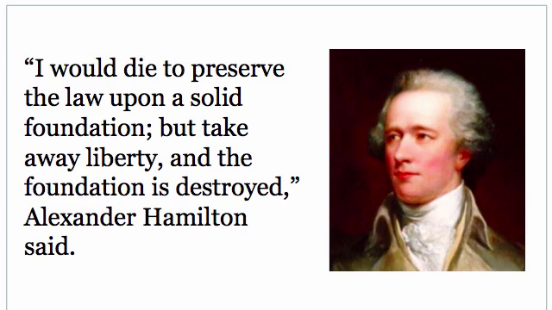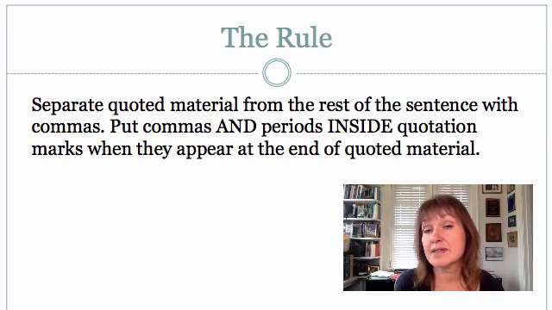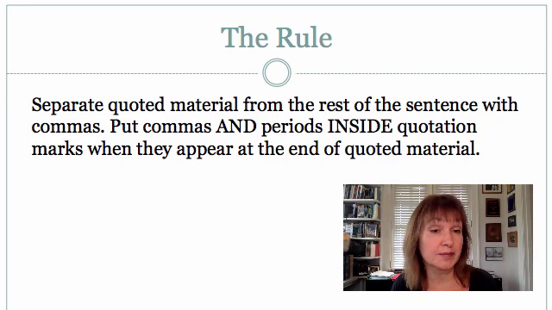If you look at the opposite, you will see that it's very similar. "I would die to preserve the law upon a solid foundation, but take away liberty and the foundation is destroyed," Alexander Hamilton said. Here you will notice that just like in the previous example, you have to have a comma inside the quotation marks, just like you would have to have a period inside the quotation marks. That leads us to our first rule. You need to separate quoted material from the rest of the sentence with commas. Put commas and periods inside quotation marks when they appear at the end of quoted material.